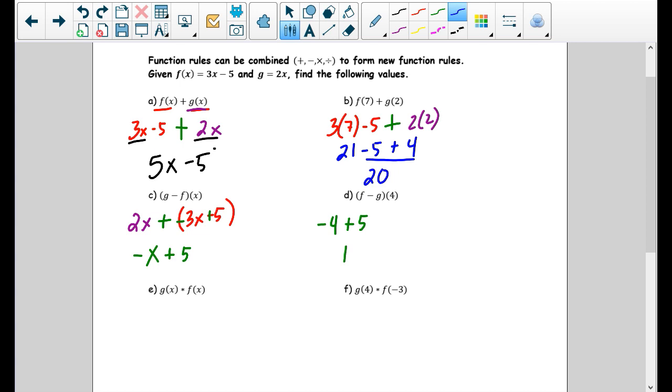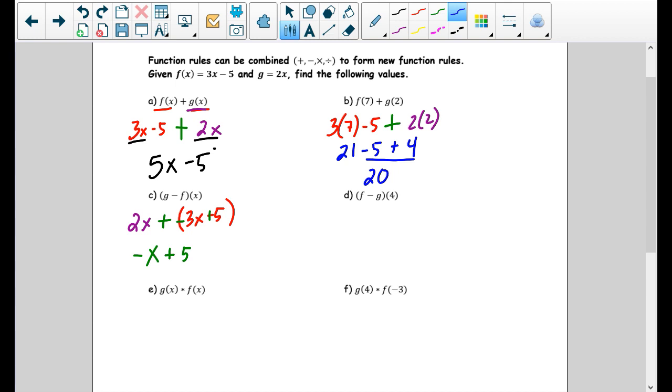So f minus g, well, I guess not. I switched those, so that wouldn't be the same. That's my fault. If it was g minus f, it would be 4. You could just plug it in. Okay, but here we have f minus g.